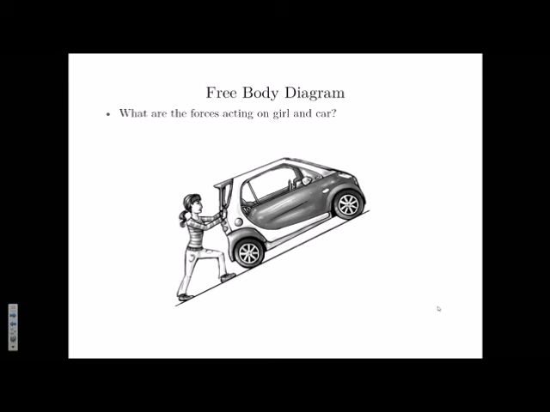Air resistance, of course, you have air resistance as well. Anything else? Friction between the girl and the car, right? So if, let's say, the hands have to stay on the surface of the car, then there should be friction. Otherwise, it's going to probably slide, right? So there's friction between the girl and the car as well. Any other forces? You have pretty much accounted for all the forces.